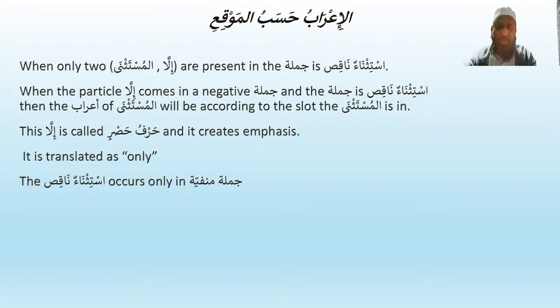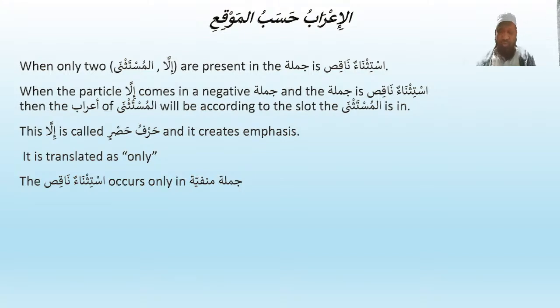If the jumla is not manfi, there's something wrong in the sentence. Why isn't mustasna minhu present? It's supposed to be. If it's not, there's something wrong with the jumla. So this is so far what we have done, alhamdulillah. We have understood. Let's continue.